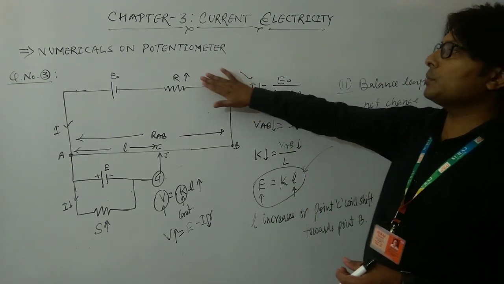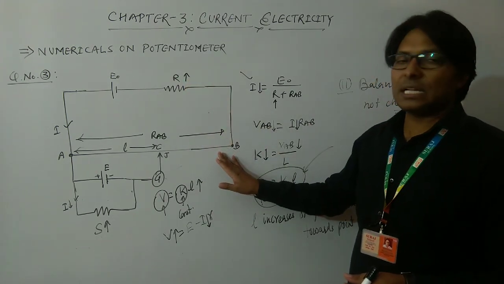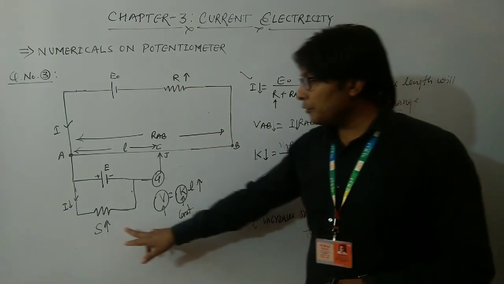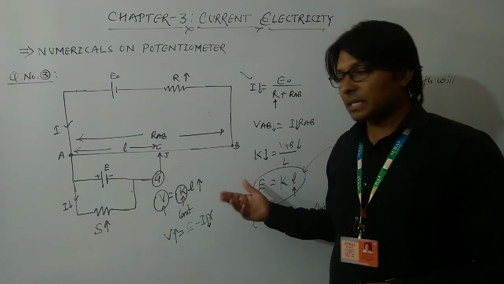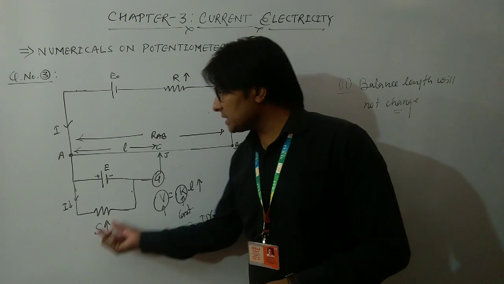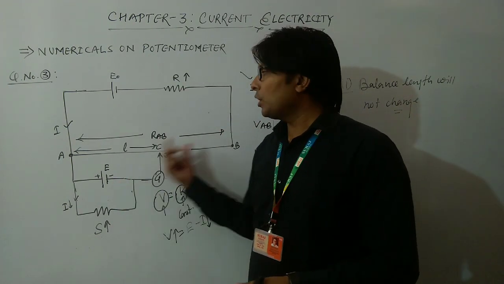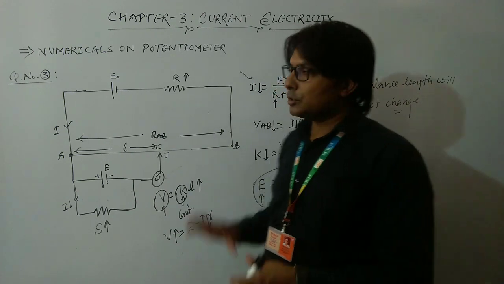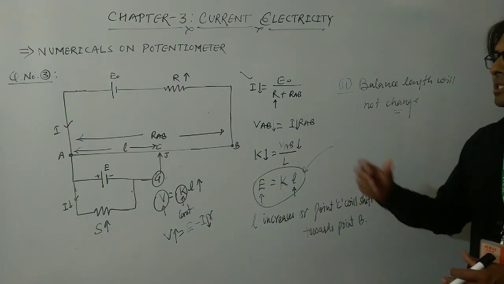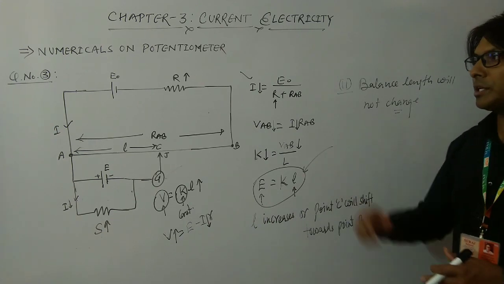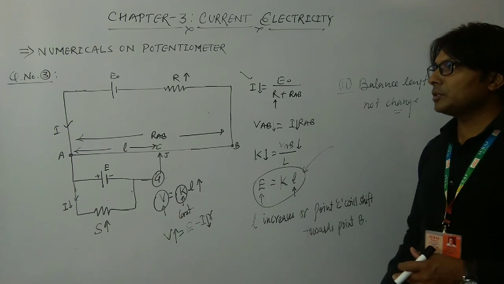What will be the effect of this resistance? We can say if we increase the value of this resistance here, the balance length will increase. But if I put this resistance here in series with this cell, then there will be no effect on the balance length of the cell. So this is the summary of this question. This is a very important question. You must practice this question before going into the final exam. Okay, let us try some other questions.